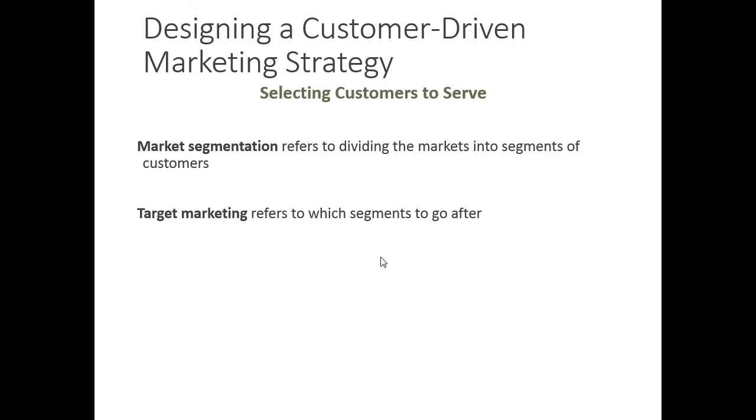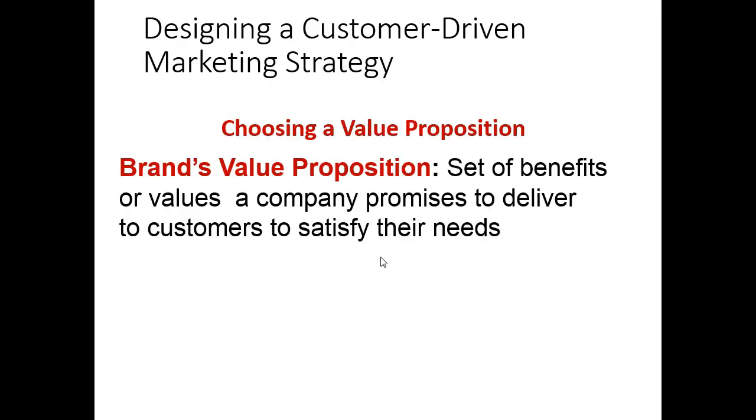So segmenting the market is breaking up the market. Targeting, on the other hand, refers to actually deciding which segment you want to go after. And when we say go after, we mean putting together a marketing plan with the P's, deciding what kind of product, how you are going to price it, how you are going to distribute it, and then how you are going to promote it. And at the end of the day, the goal is to deliver some sort of value proposition. That basically means the benefits or values a company promises to deliver. And again, it has to satisfy an unmet need.